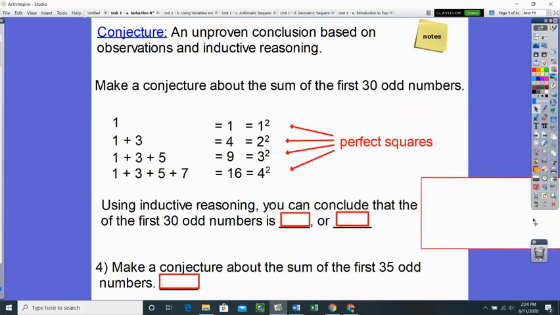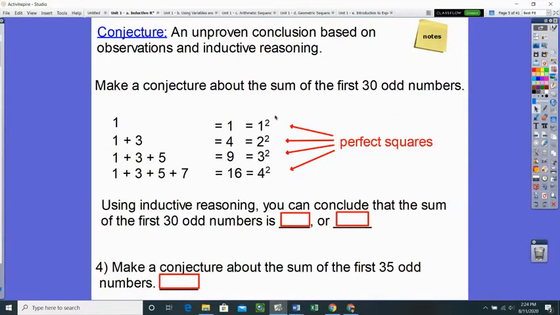Oh my goodness, that is extremely helpful, because now if I want to add the first 30 numbers, I can use inductive reasoning, and I can say, you know what? It's going to be 30 squared. So the first was 1 squared, the first 2 was 2 squared, the first 3 was 3 squared. So the first 30 numbers would be 30 squared, or 900.